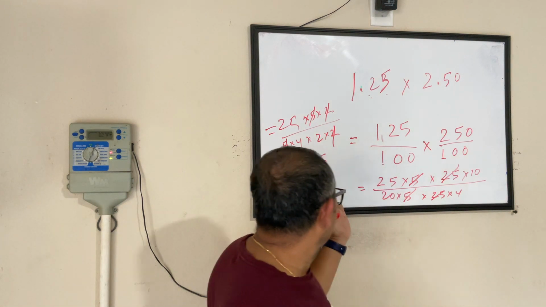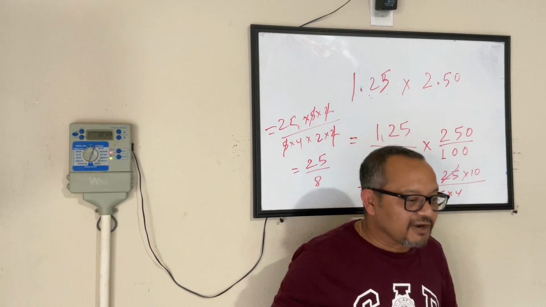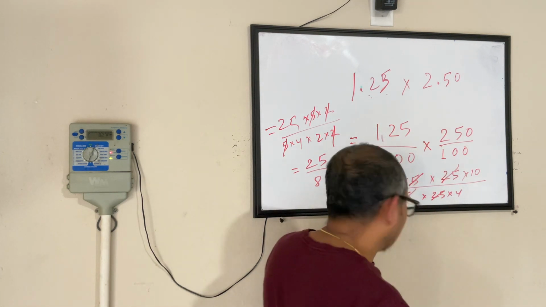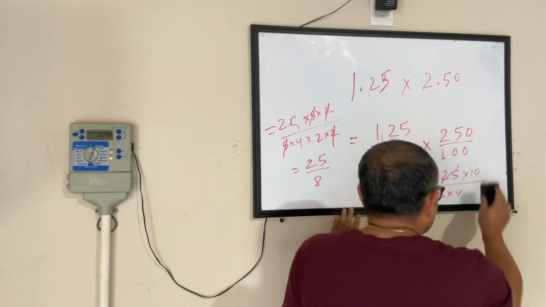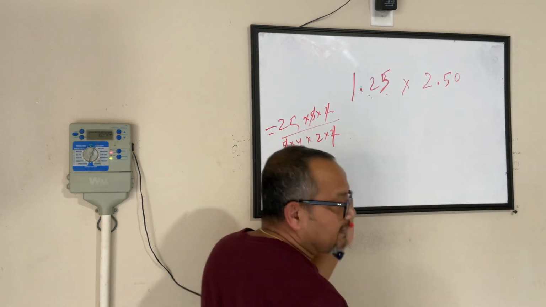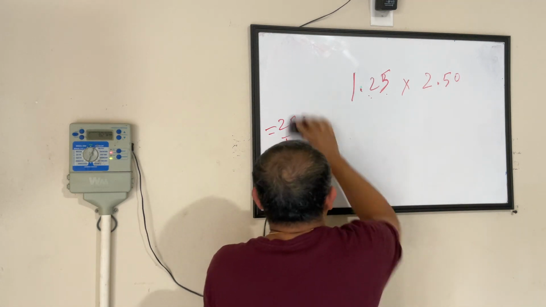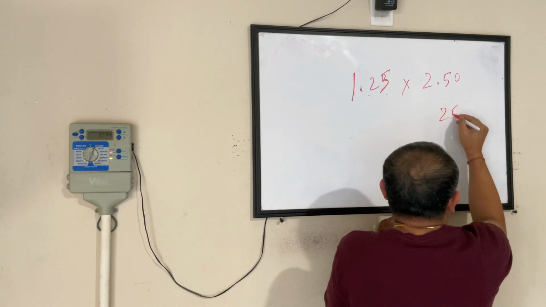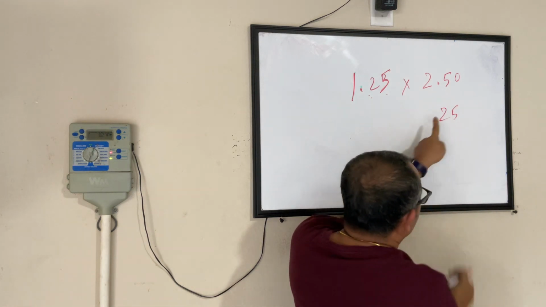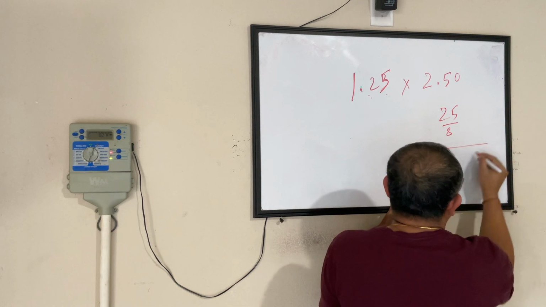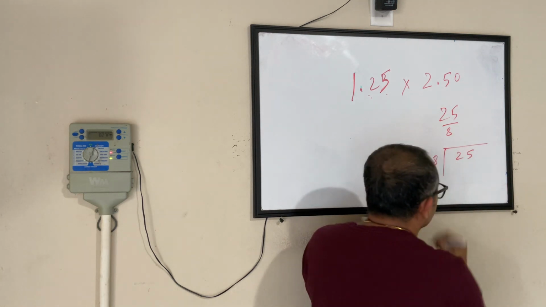So now I have 25 by 8. Now we'll look at chicken and egg. Okay? So I'll tell you why I'm saying this is wrong. My answer is 25 by 8. I can stop at 25 by 8, or else I have to find out the value of this. If I have the question in decimal, I have to convert that to decimal. Let's see what happens. I have to divide 25 by 8.